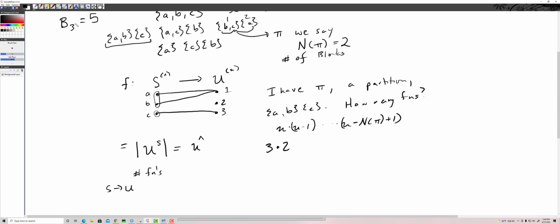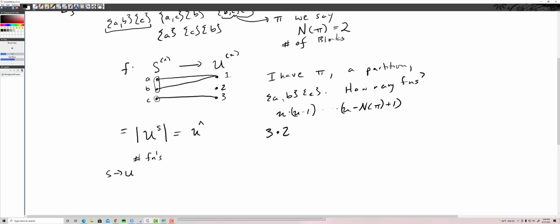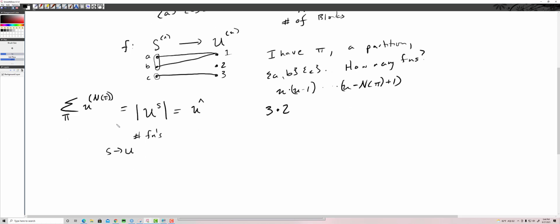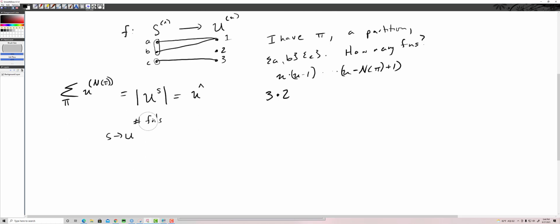Okay? So what I have here now is another way to write the sum. I can just go over all partitions pi, and I can consider the falling factorial, which is what we call that, and this is how we denote it. We have an exponent with parentheses around it. I can have a falling factorial of order n of pi.